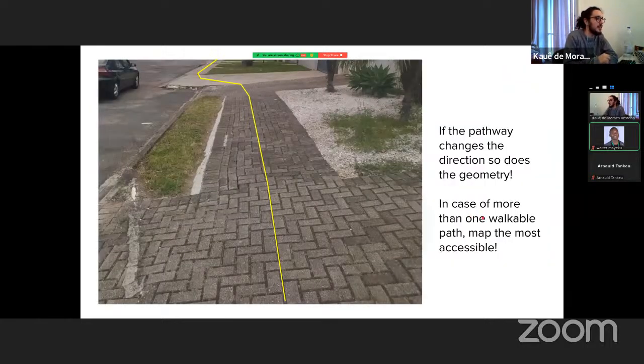The other important thing is if the pathway changes, so does the geometry. In the case of more than one walkable path, for example, you may say that this grass is still walkable, or that grass is pretty walkable, but you always go with the most accessible. This is a paved one. So if the pathway changes, you just adjust the drawing accordingly.